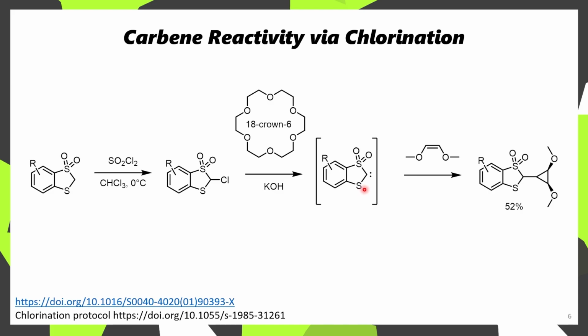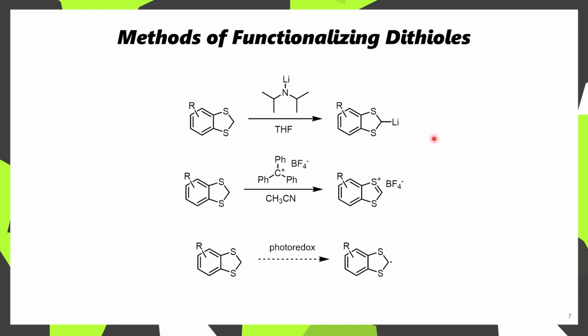But in this case, it was possible to trap it with this bismethoxy vinyl compound to afford the cyclopropane product shown here. So if you're looking to functionalize an electron-rich vinyl compound, this may be a suitable methodology to do so. Now, why is this a universal scaffold?